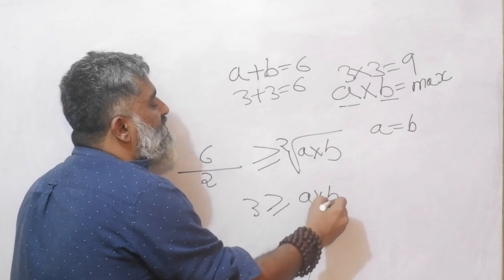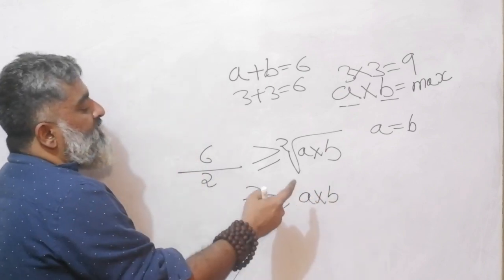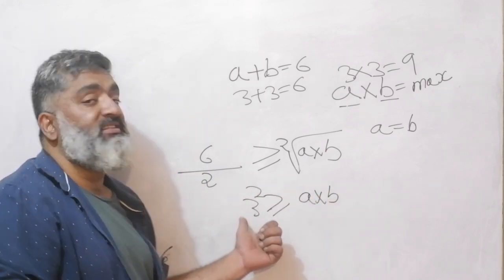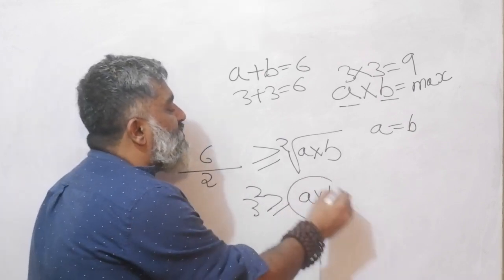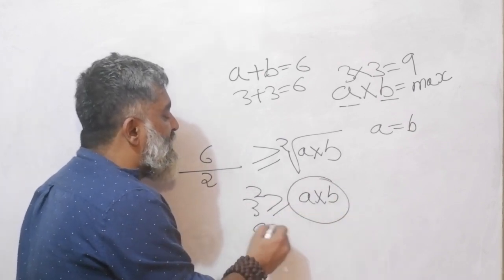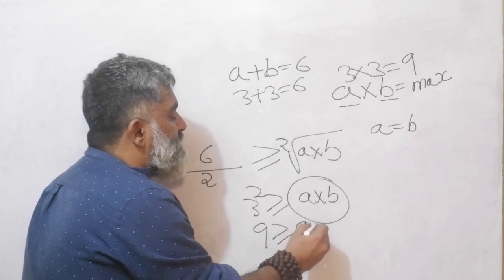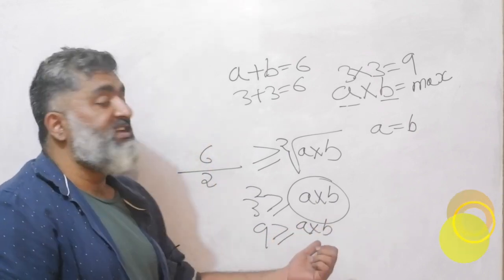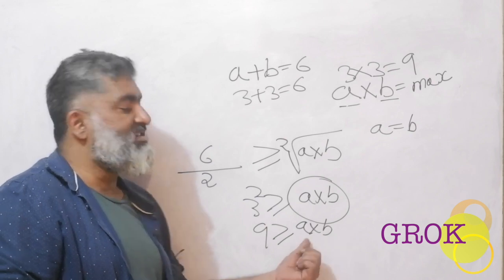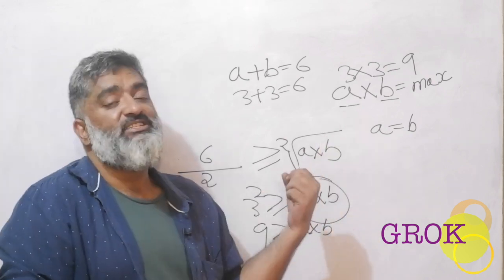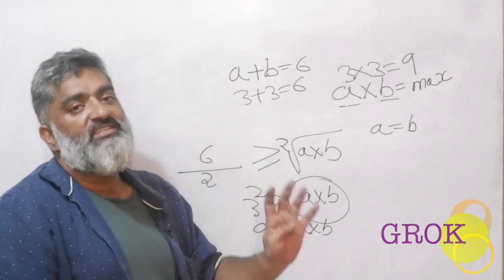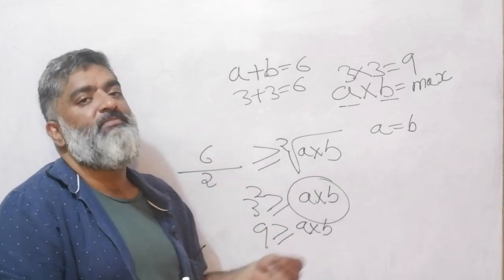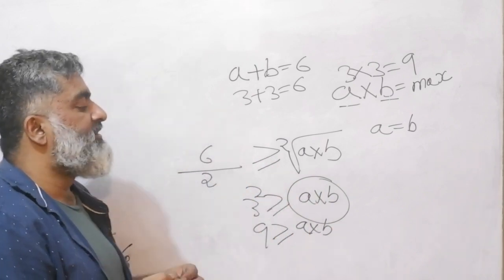Now if I want to remove the square root, I'll put the square on both sides, which will make this 3 square, which is 9. So I'm getting the same thing. The product of A and B is always less than or equal to 9, so the product of A and B can maximum go up to 9. This is just another way of articulating the same idea. In certain scenarios, in certain stories, this might be useful as well, so might as well learn it.